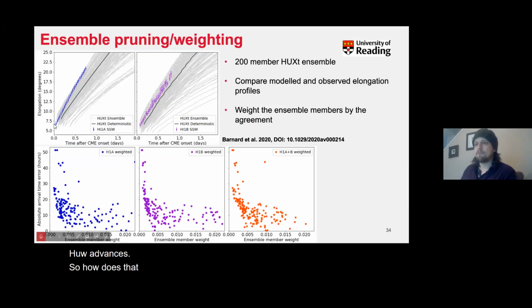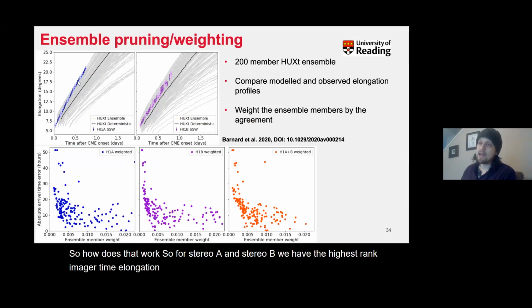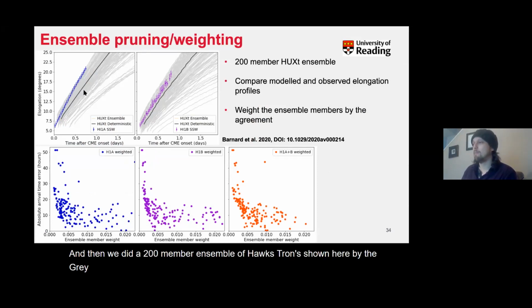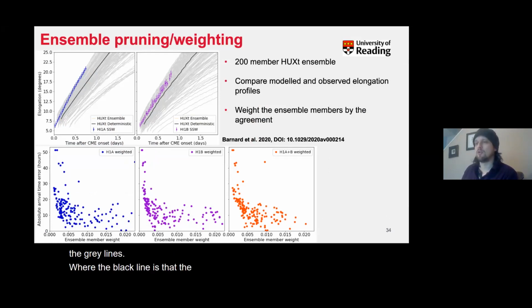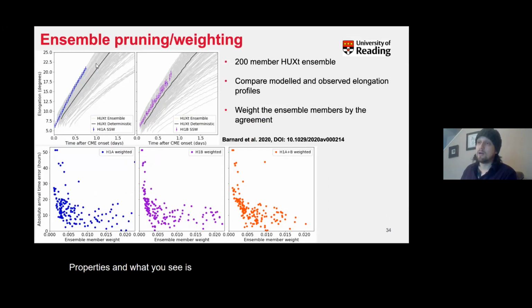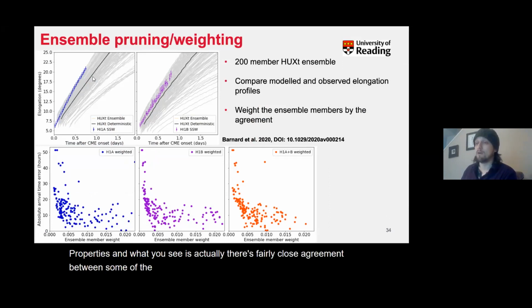So for STEREO-A and STEREO-B, we have the heliospheric imager time elongation profiles. And then we did a 200-member ensemble of HUXt runs, shown here by the grey lines, where the black line is the unperturbed HUXt run with our best estimate of the CME's initial properties. And what you see is fairly close agreement between some of the ensemble members and the observed profiles, while some of them are wildly off.